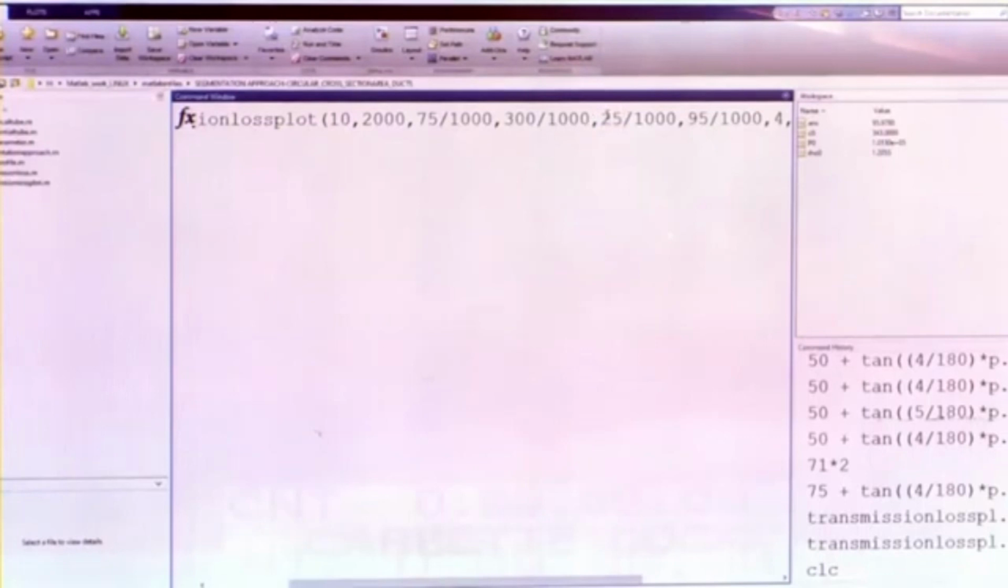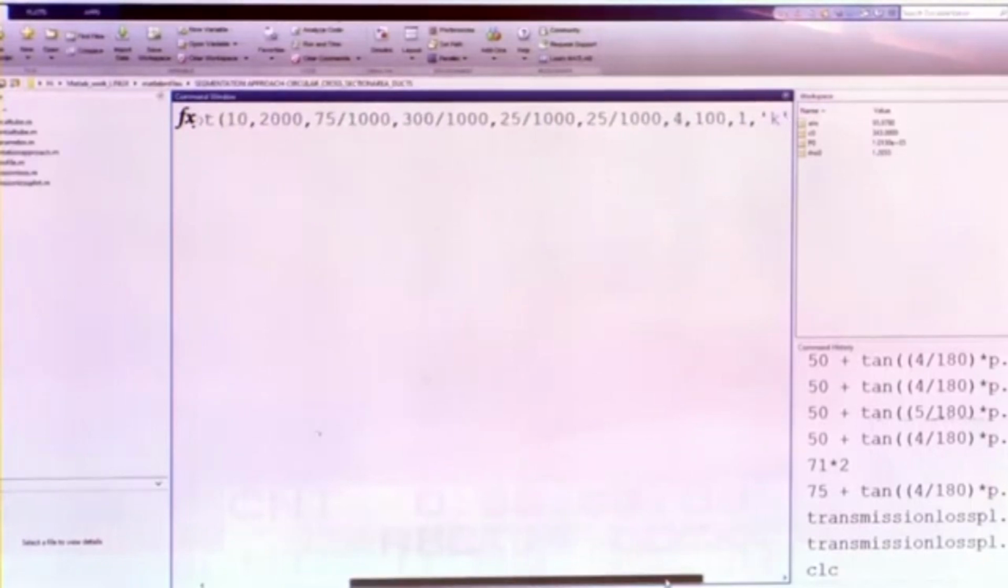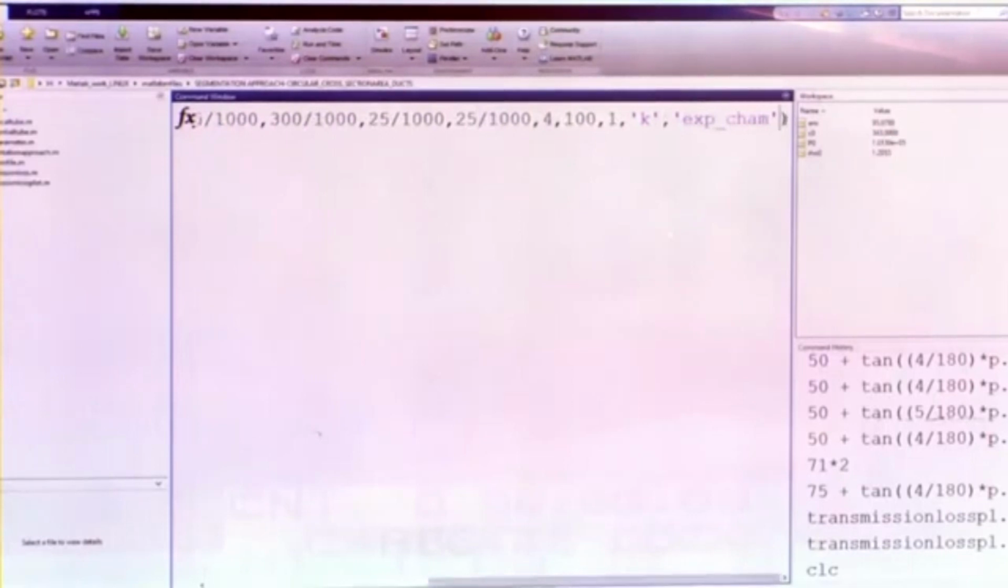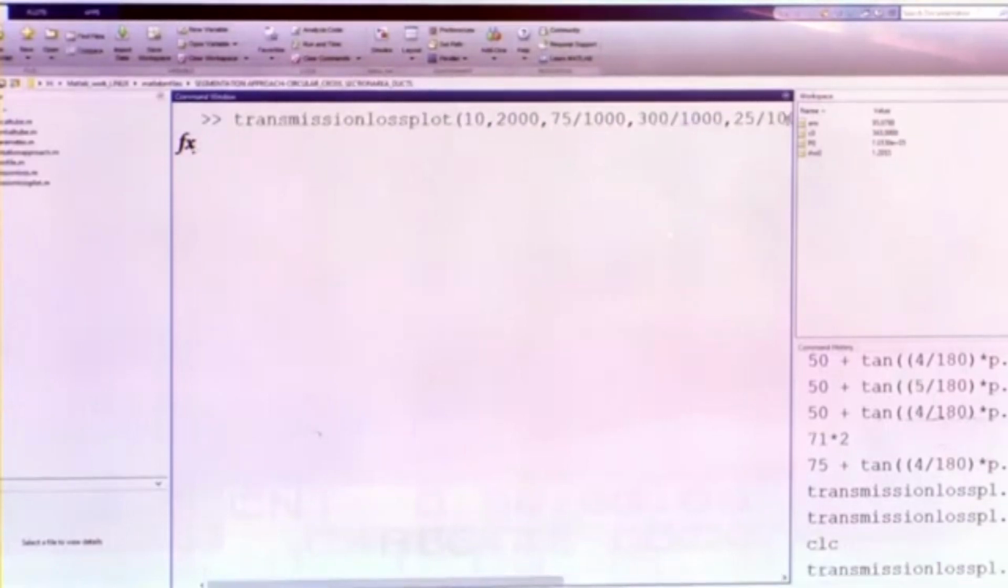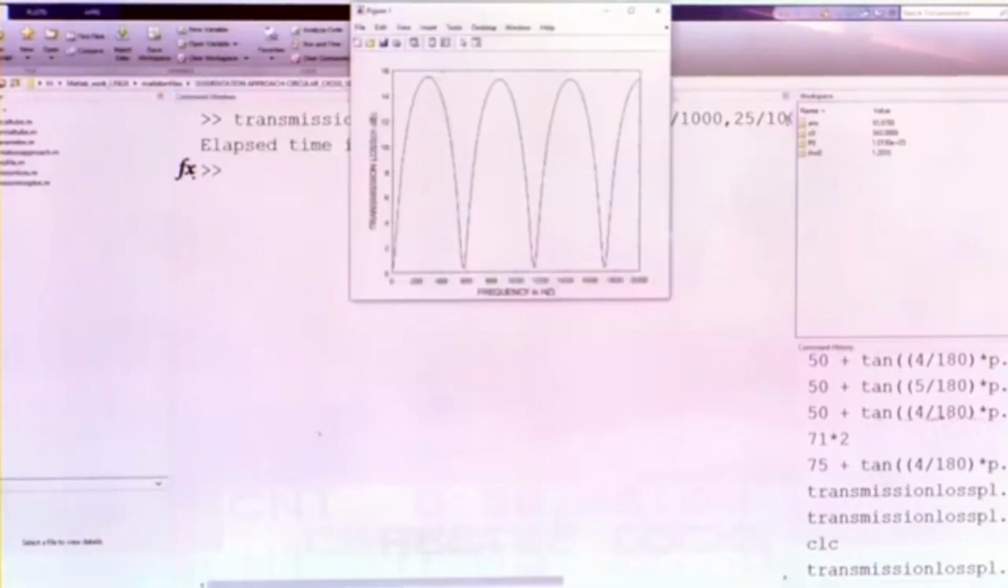Let us make it more practical. 25 mm is the radius of the uniform pipe at the inlet, and 25 mm is also the radius of the outlet pipe at the larger section, and 4 is the flare angle, which of course we are supplying in degrees. So, let us evaluate the transmission loss for this thing. It will take a few minutes based on the processor speed.